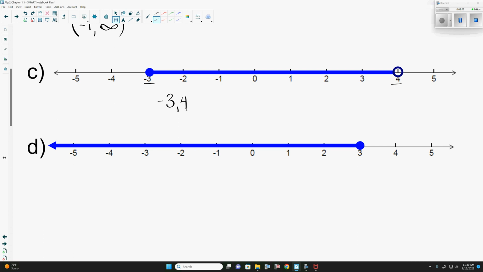So any questions on how we set this up so far? Whenever we have two endpoints, we're going to put those down for interval notation. We always put the smallest number first, bigger number second. Smaller number on the left, bigger number on the right. Now, is -3 included? Yes, it's filled in, so we would have a bracket. Bracket means it's included, parenthesis is not. Is 4 included?